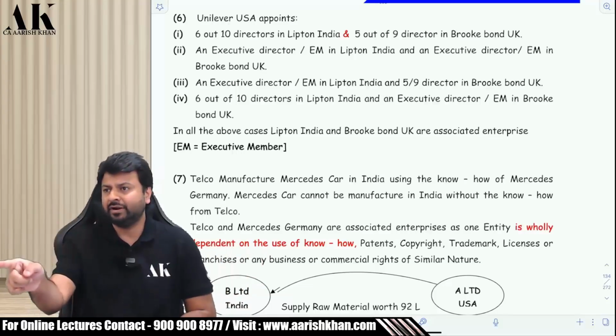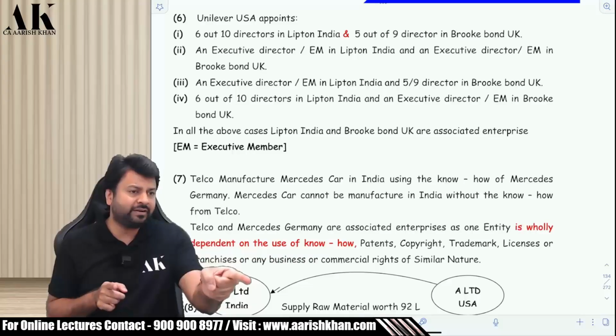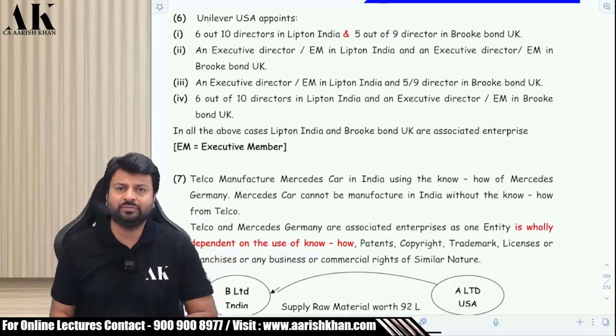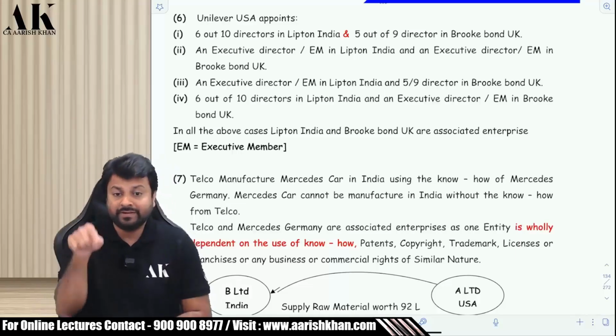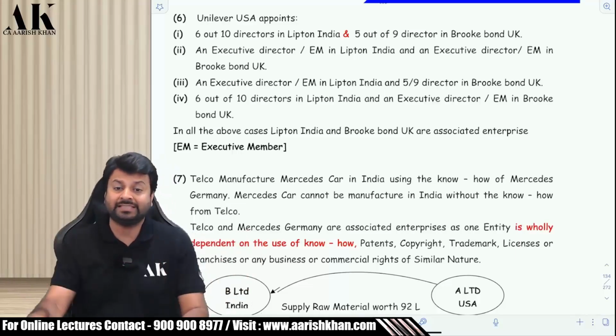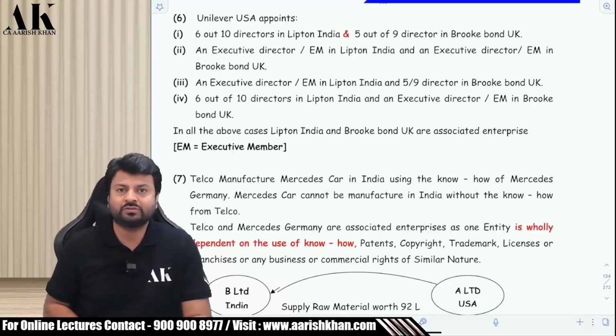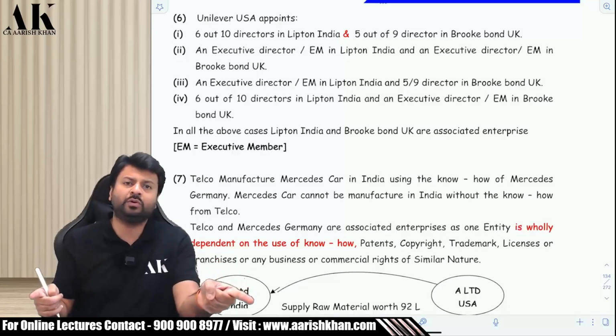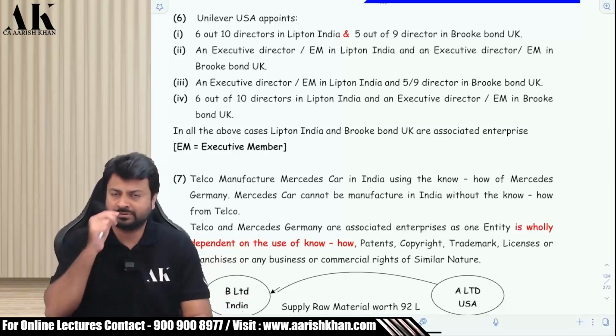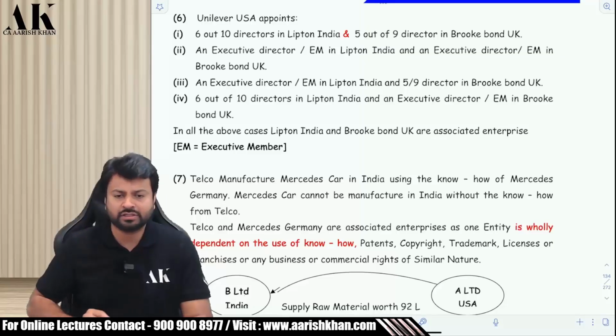Suppose I appoint one executive director of B and one executive director of C, then B and C are also deemed to be associate enterprises. So all the combinations which I have told you in the previous example will work here also for B and C, and B and C will be deemed to be associate enterprises. If I appoint one executive member of the governing board of B and one executive member of the governing board of C, then B and C are also deemed to be associate enterprises. All those permutation combinations will work here.